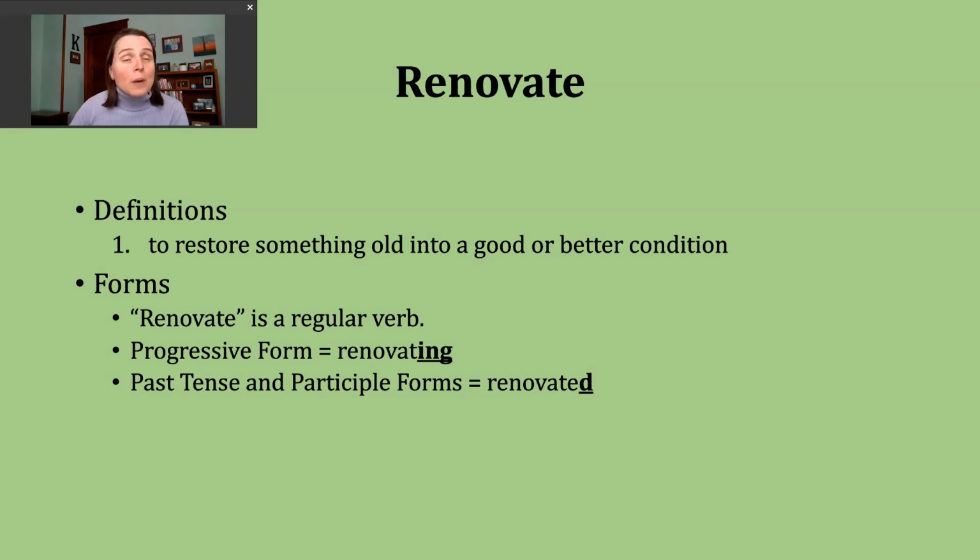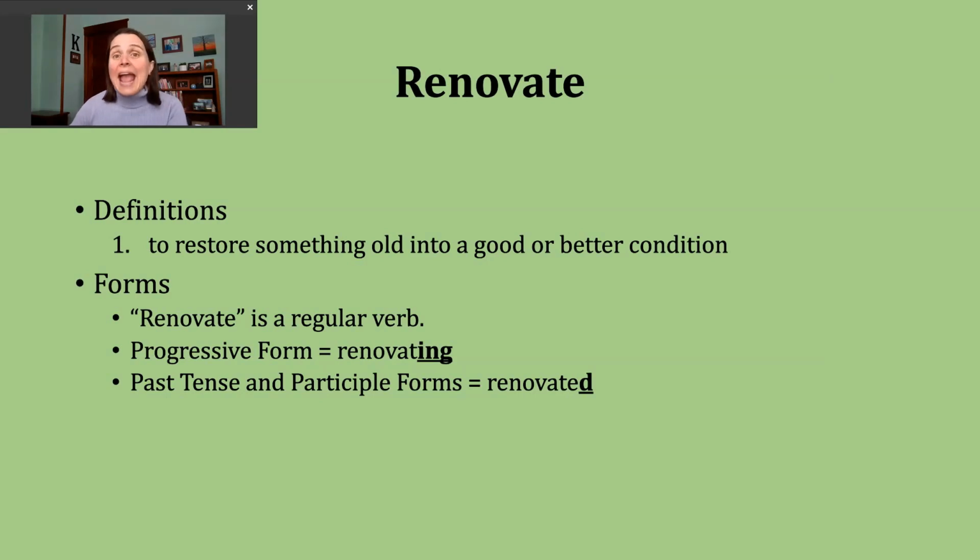To make the progressive form of this verb, we need to drop the E at the end, and that's because our verb here ends with a vowel, a consonant, and an E. So we drop the E, we add ing, and that makes renovating. The past tense and participle forms of this verb can be made by just adding D because our verb already ends in an E.